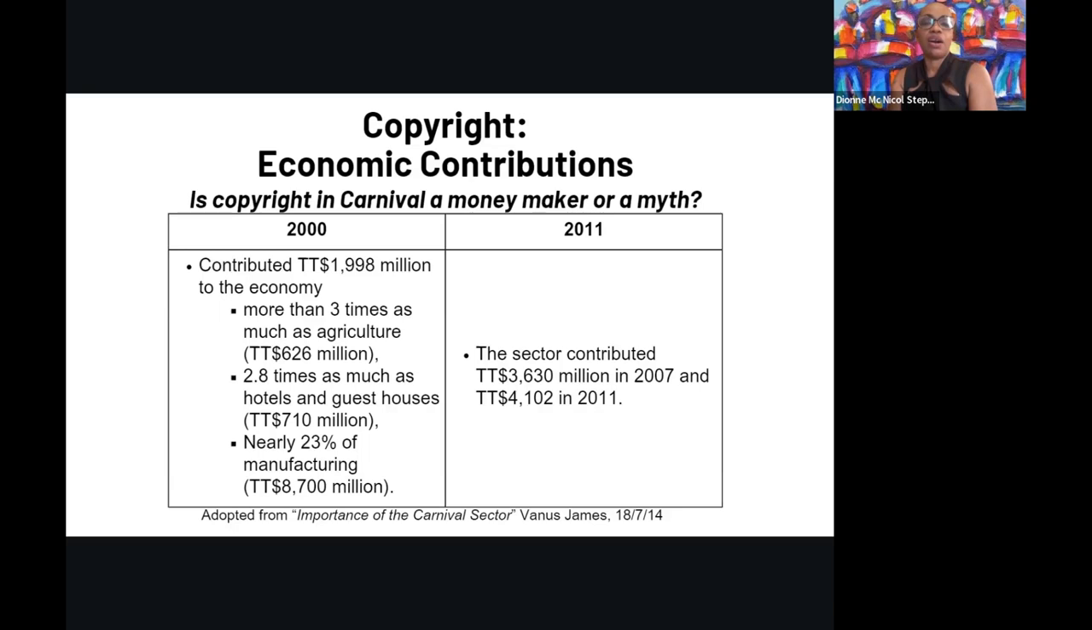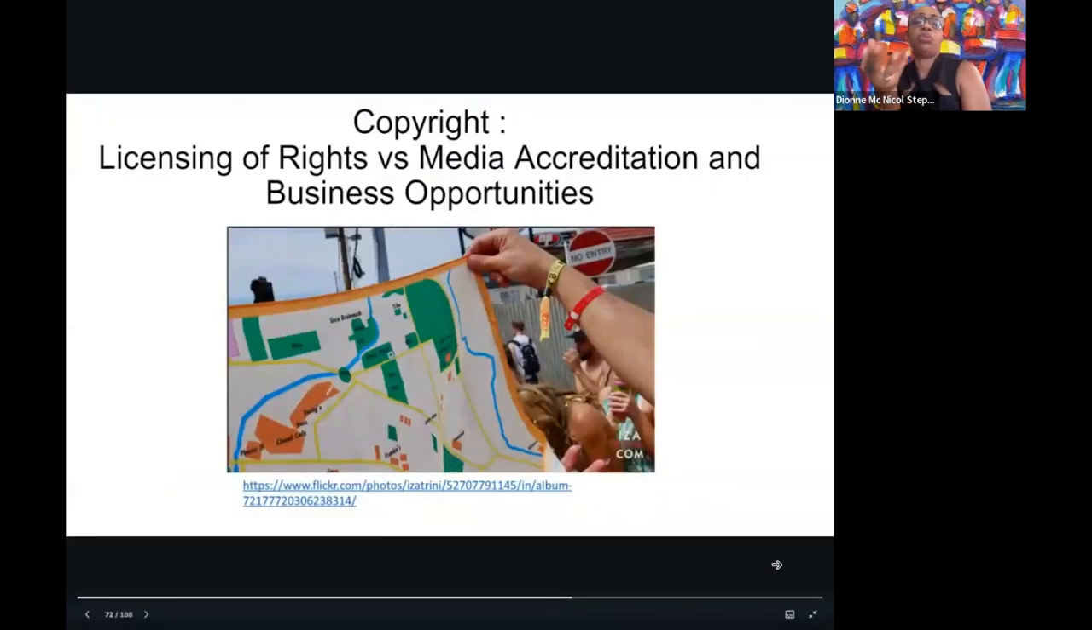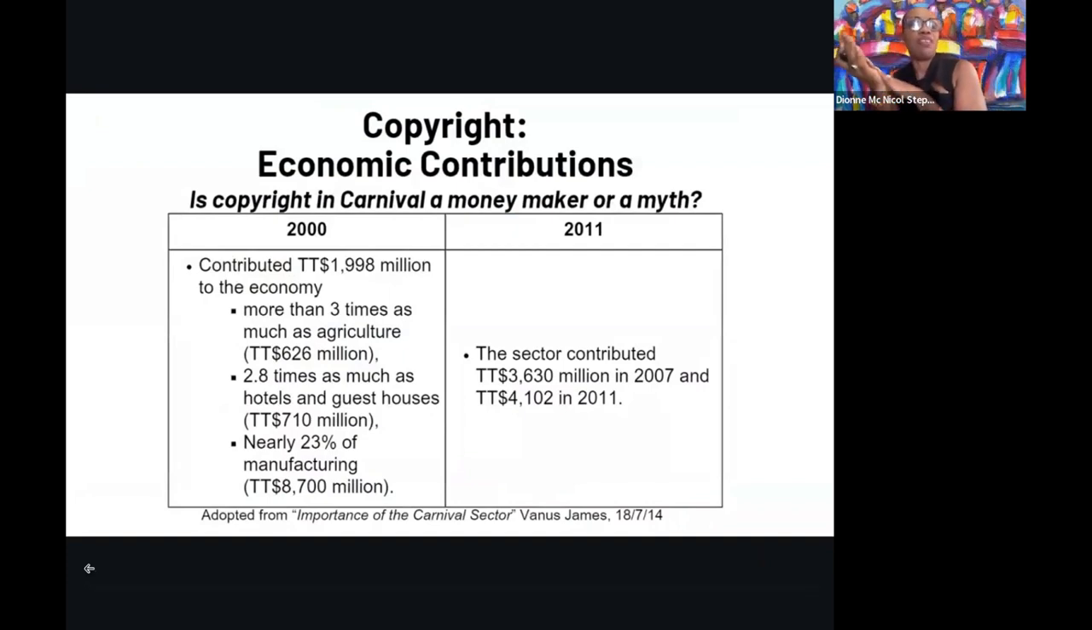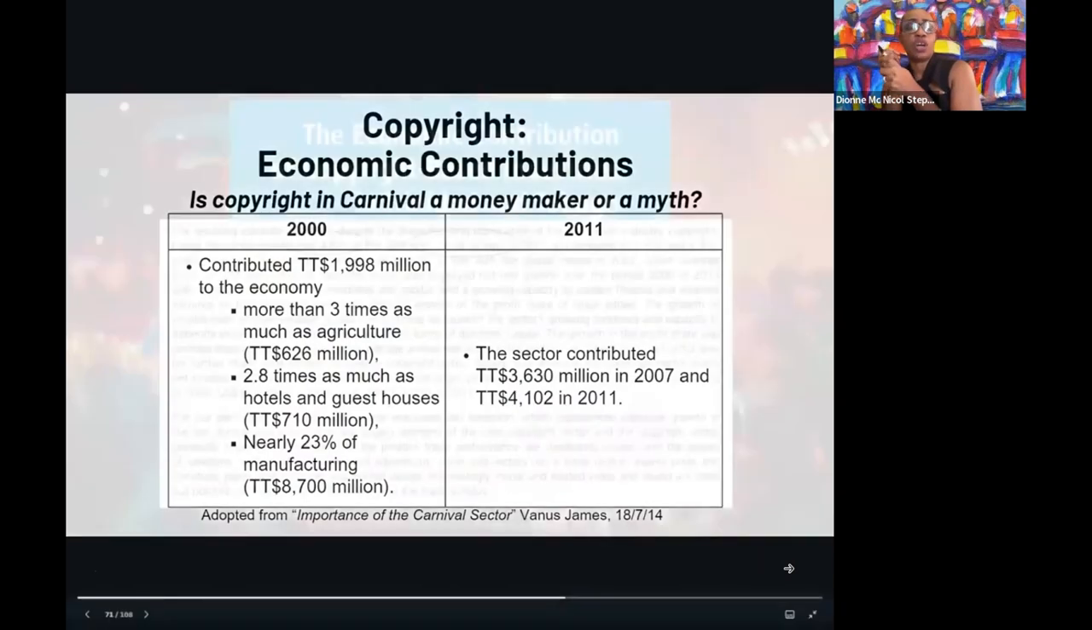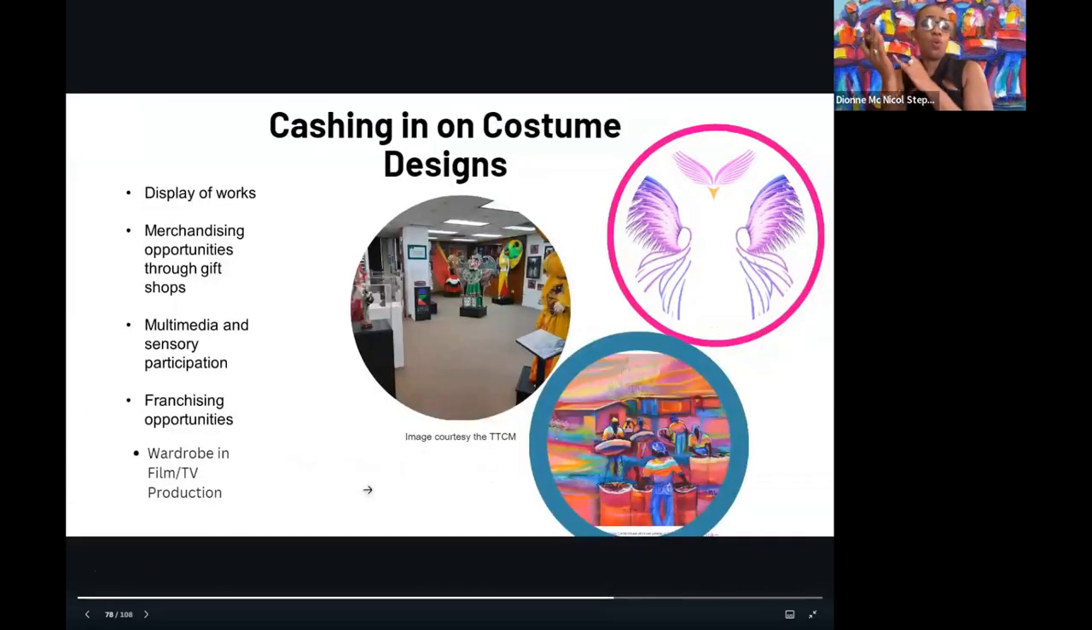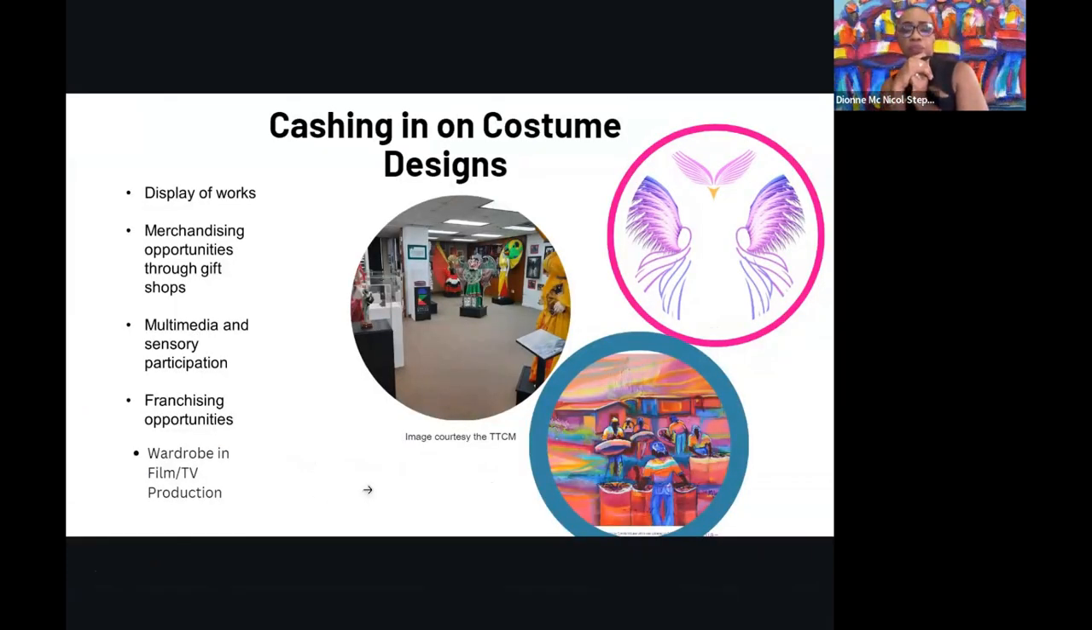So there are a lot of licensing opportunities that you would be able to pursue, but we're not going to go through the opportunities today. That would be for another session on the Connect Americas platform at another time, right? But today, we want to talk a little bit about what are the things that you're looking for and how you can cash in on costume designs. So some of the strategies that you can employ: display of works, merchandising opportunities through gift shops, multimedia and sensory participation, franchising opportunities, wardrobe in film and TV production.